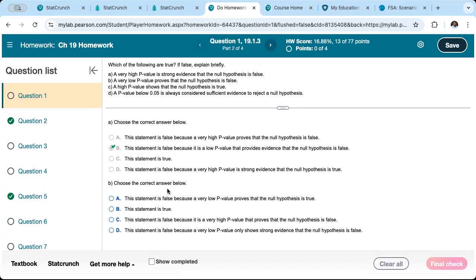So this statement is false because a very low p-value only shows strong evidence. Is that okay? Because when the p-value is low, we reject the null hypothesis and we conclude that there is a strong evidence.